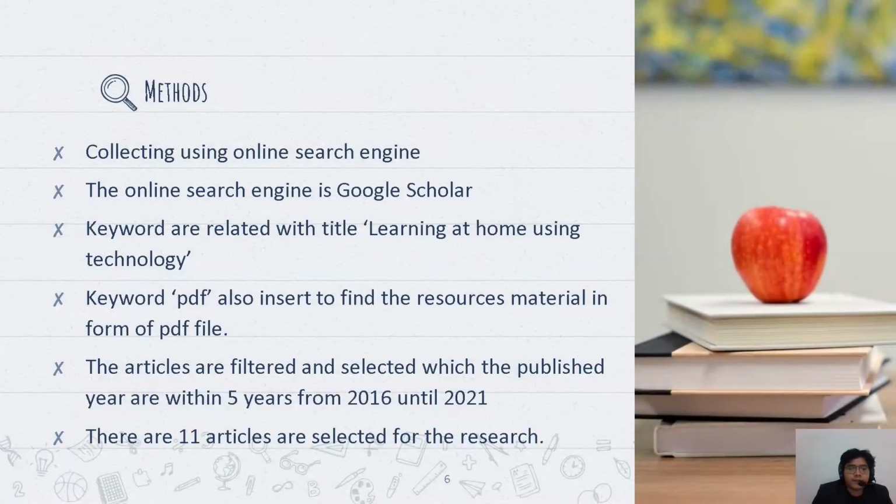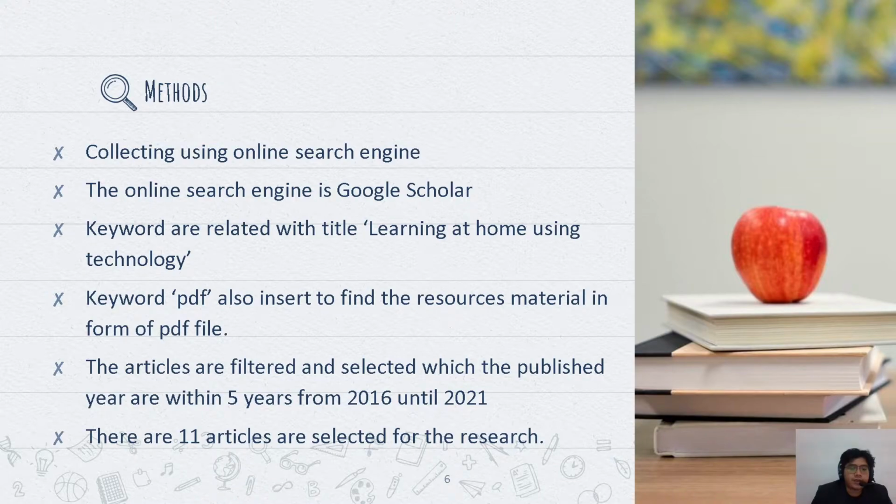The next one is methods. For the methods, we collected our articles by using an online search engine. The online search engine that we used is Google Scholar. As we know, Google Scholar is an online, publicly available search engine that allows people to search through both physical and digital versions of articles.